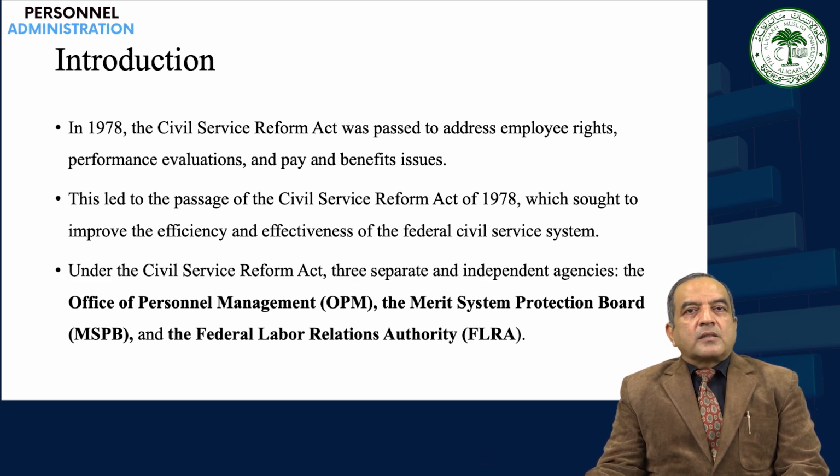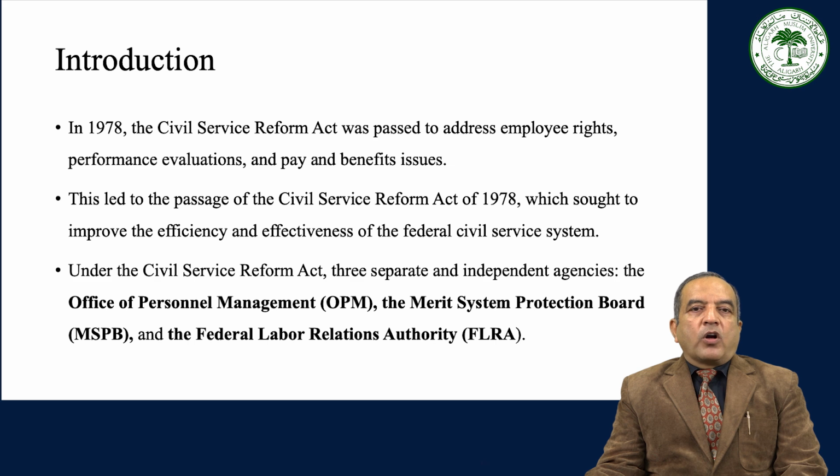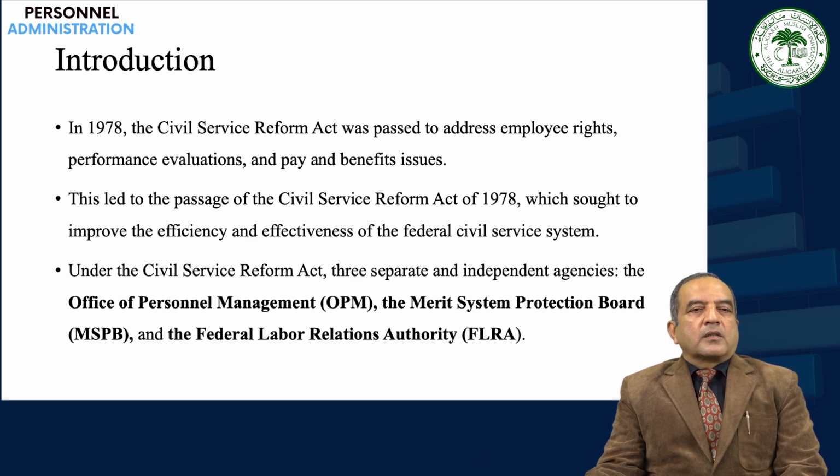So finally the 1978 reform act was passed, and that reform said that the agency known as the United States Civil Service Commission has to be abolished, and the work which was assigned to it will be divided into three parts. One will be carried out by the Office of Personnel Management, OPM, another by the Merit Systems Protection Board, MSPB, and the third by the Federal Labor Relations Authority, FLRA.